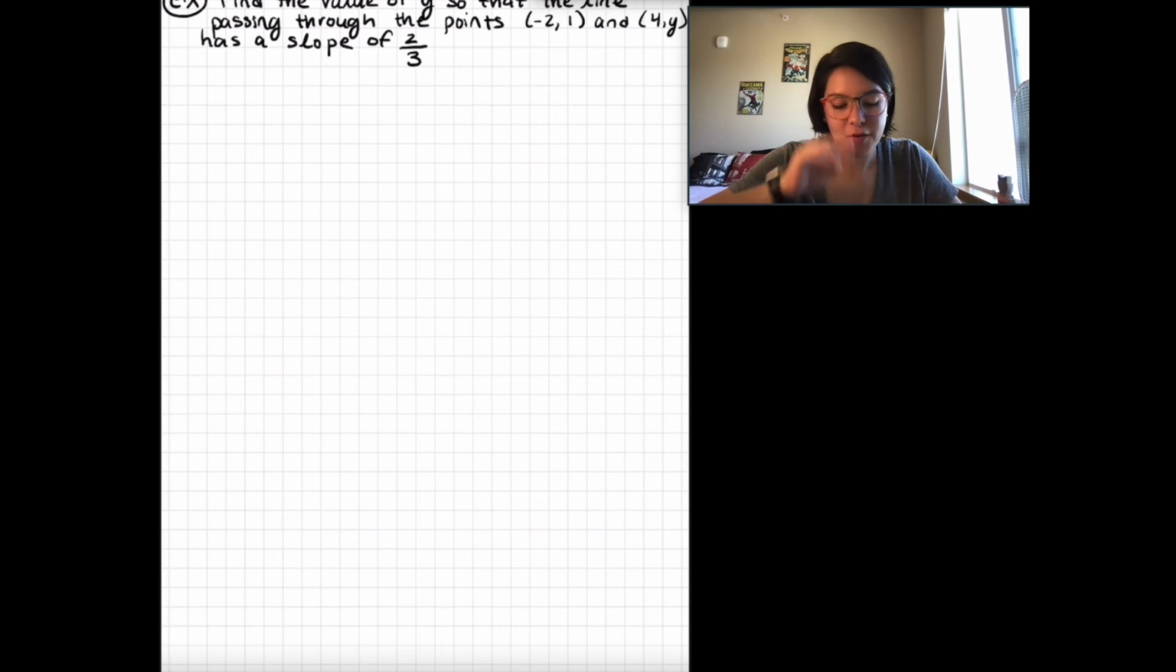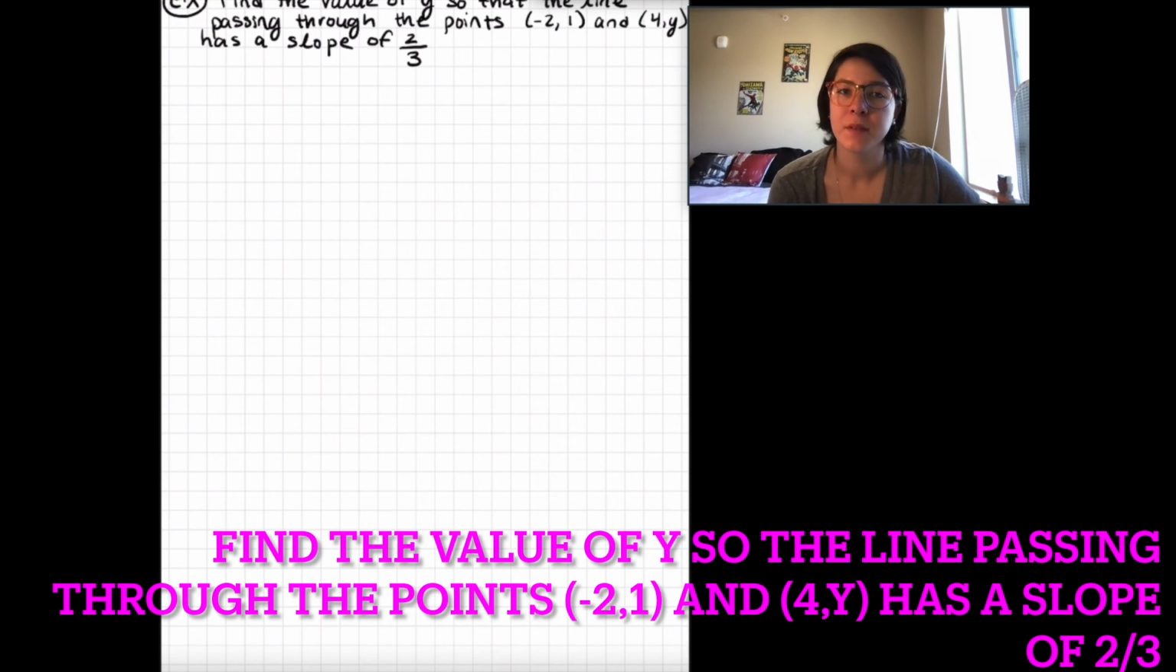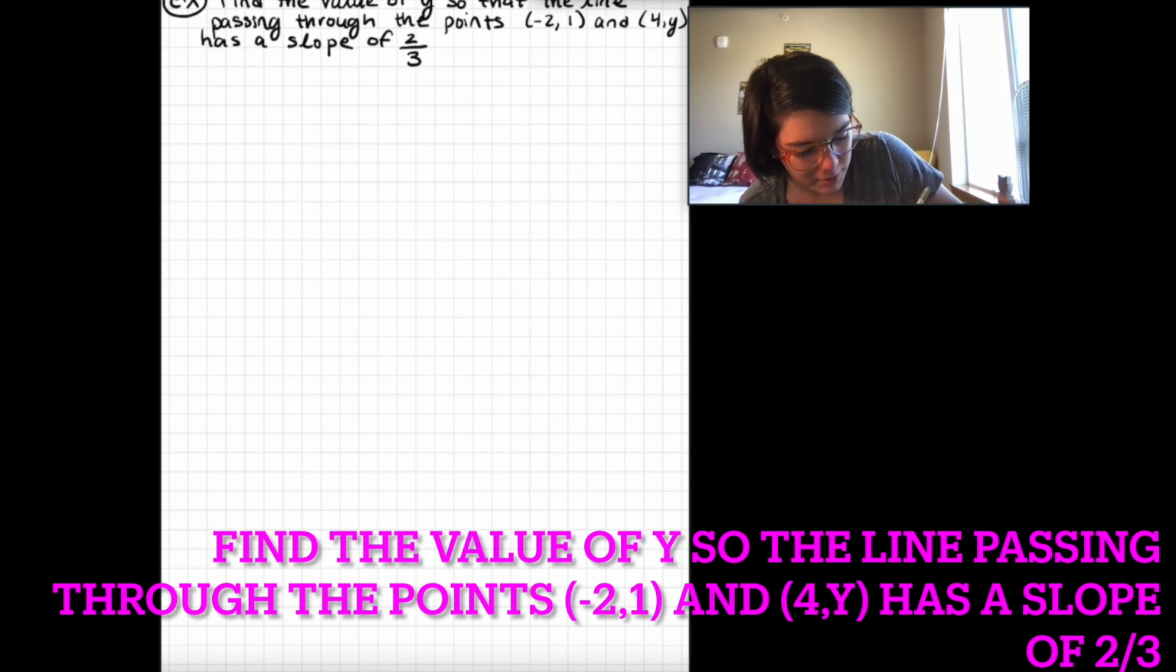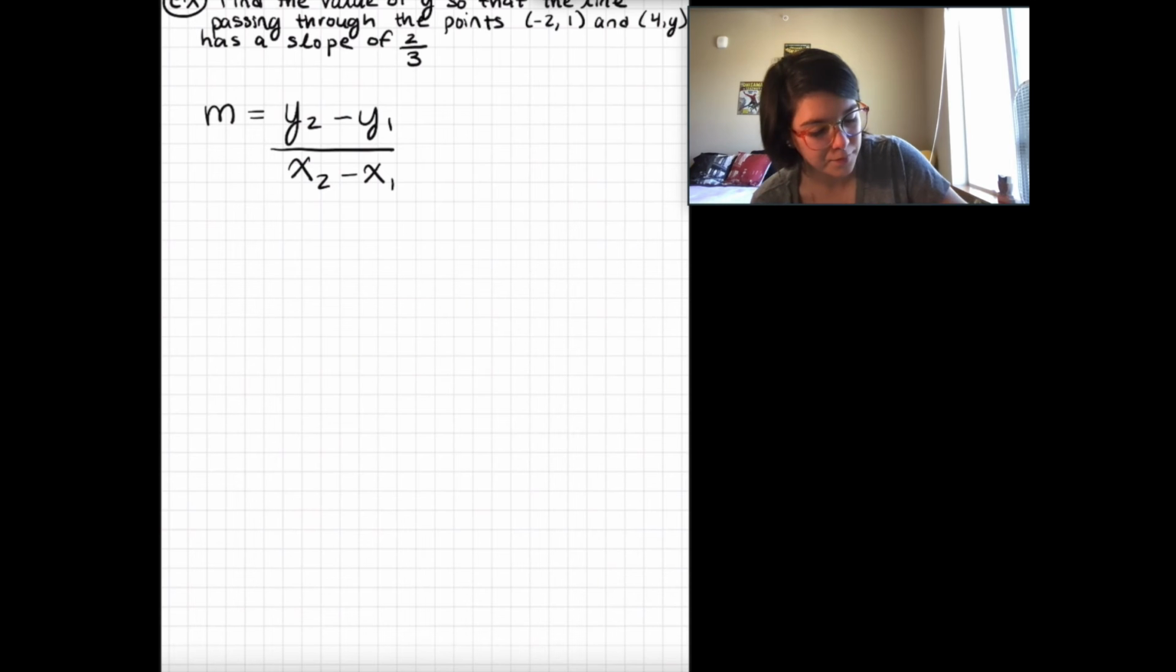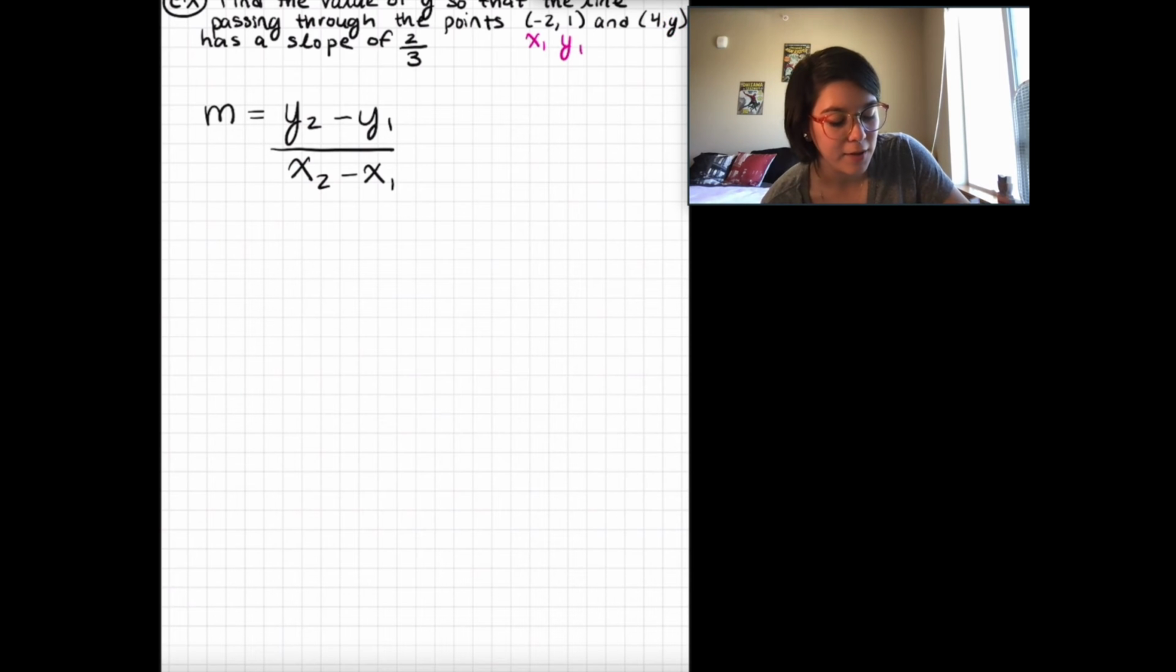Next, we're asked to find the value of y so that the line passing through the points negative 2, 1, and 4, y has a slope of 2/3. So let's remember our slope equation. Our slope m is equal to y2 minus y1 over x2 minus x1. So let's label our points that we're given. Negative 2, 1, this will be x1, y1. And then we're given 4, y. So we don't know what y is, but that's okay. We're still going to label this x2, y2.